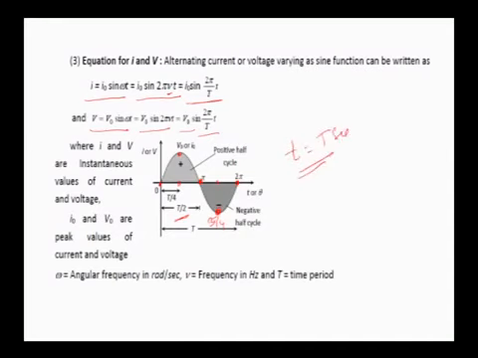That means current reaches maximum twice in the entire cycle. Voltage or current reaches a maximum once in the first half cycle, and again a maximum in the next half cycle. So that shows current or voltage changes periodically both in magnitude and in direction.